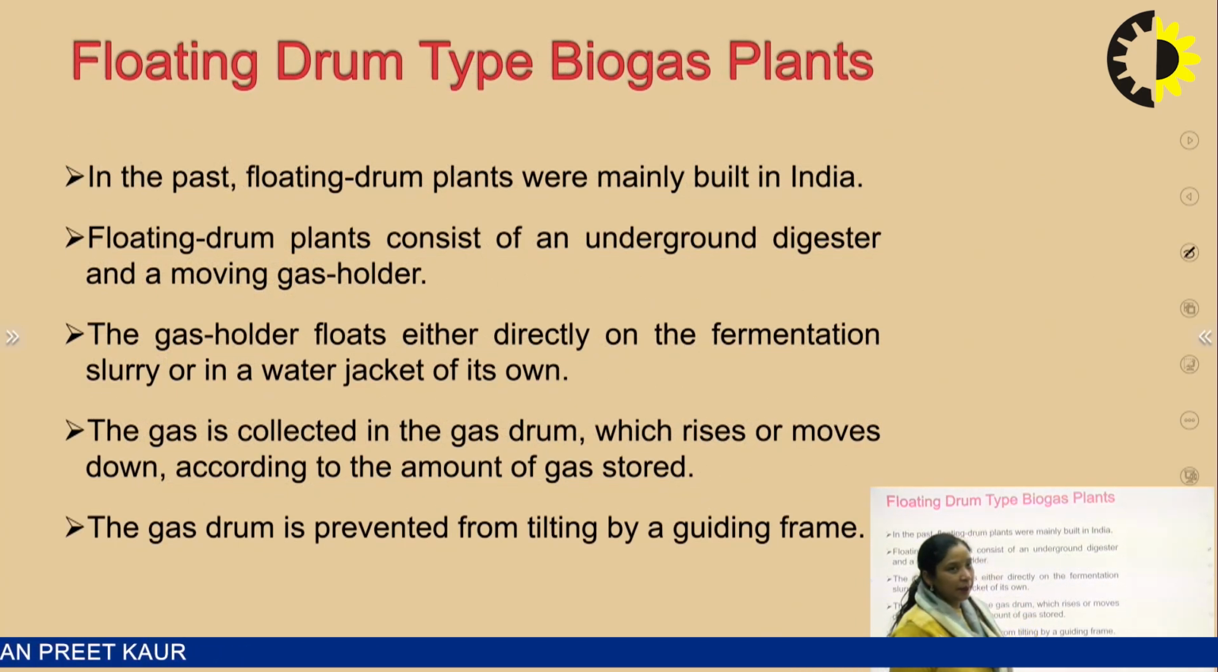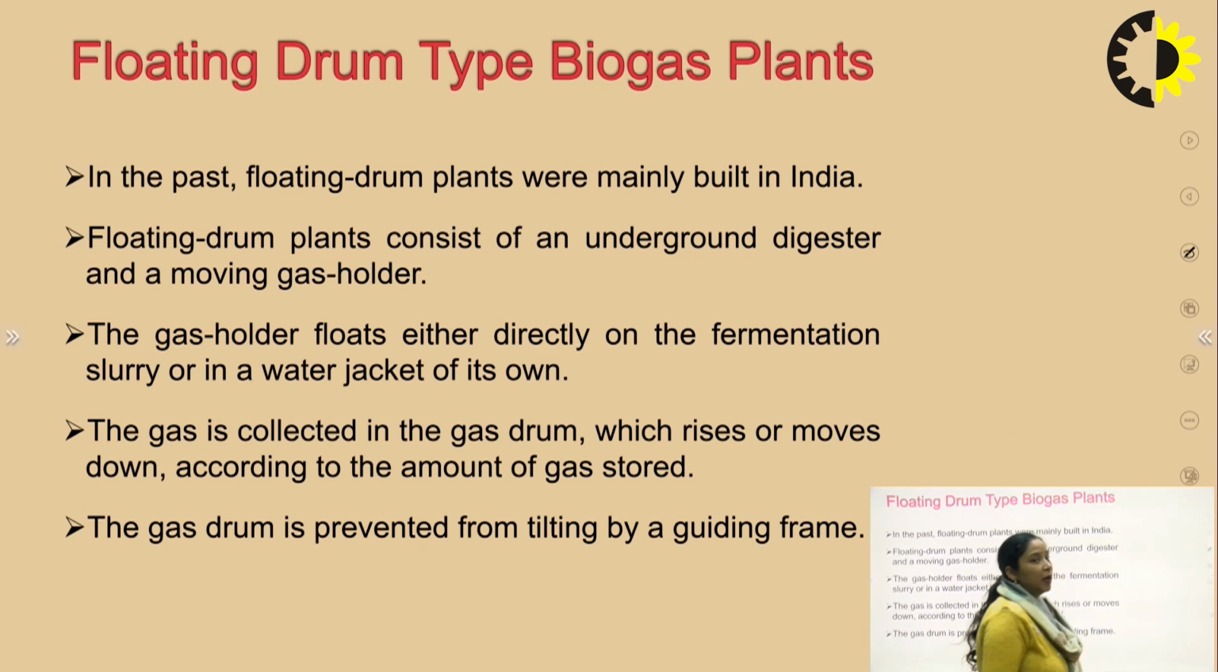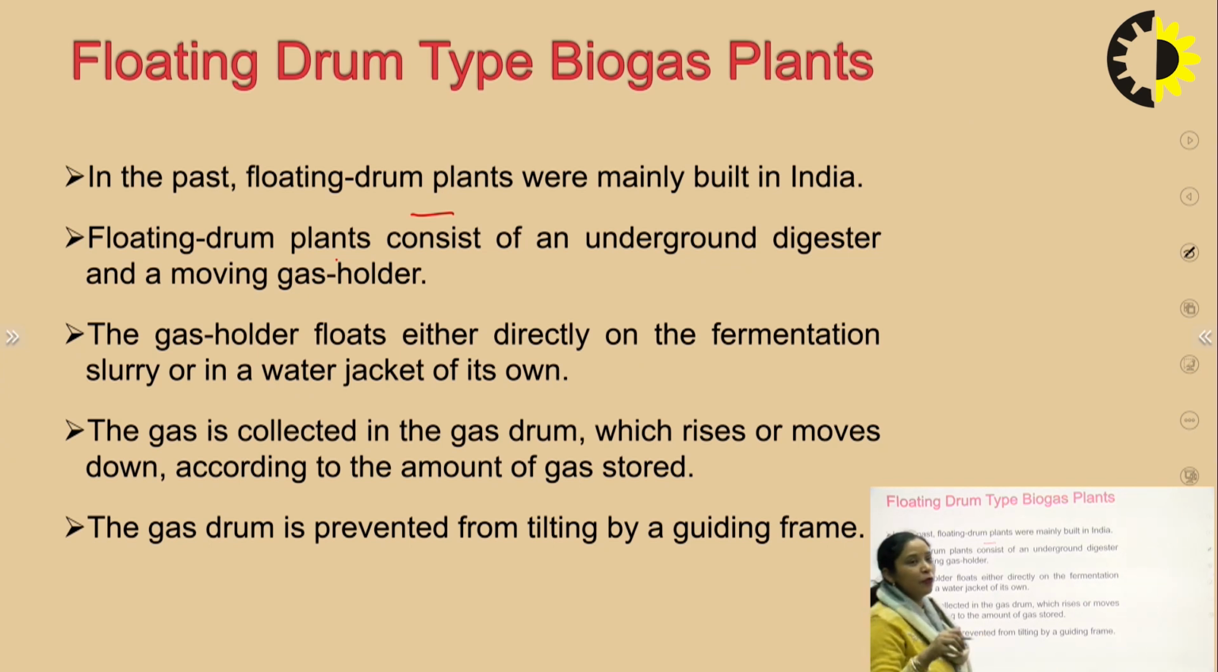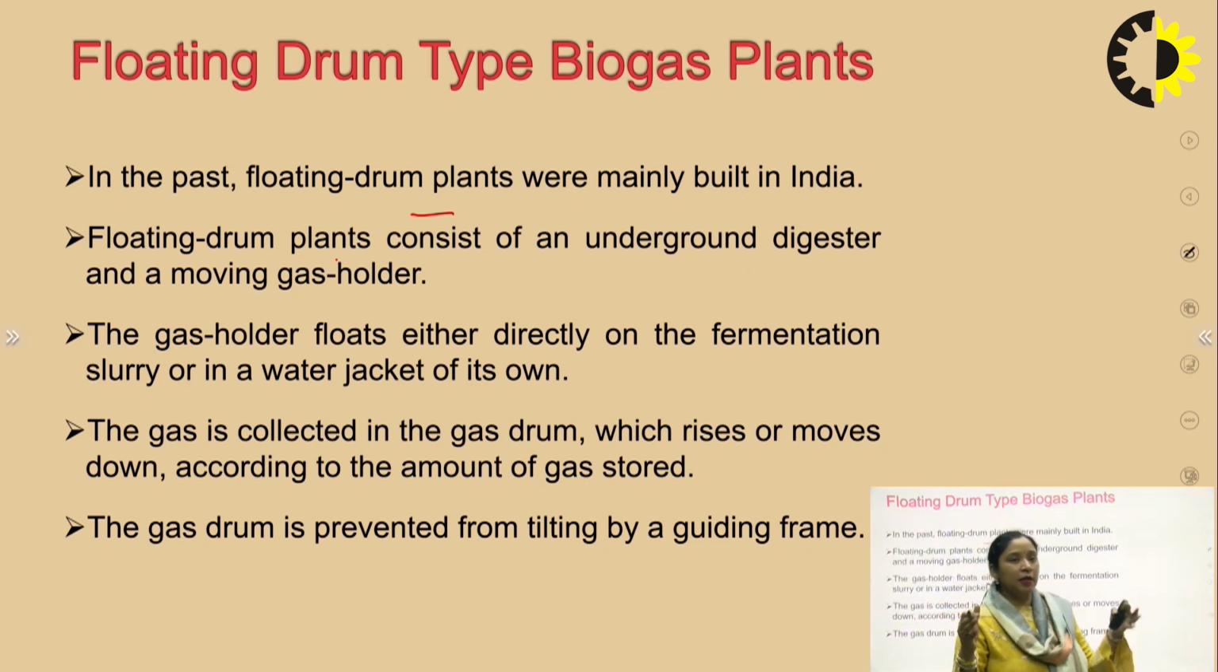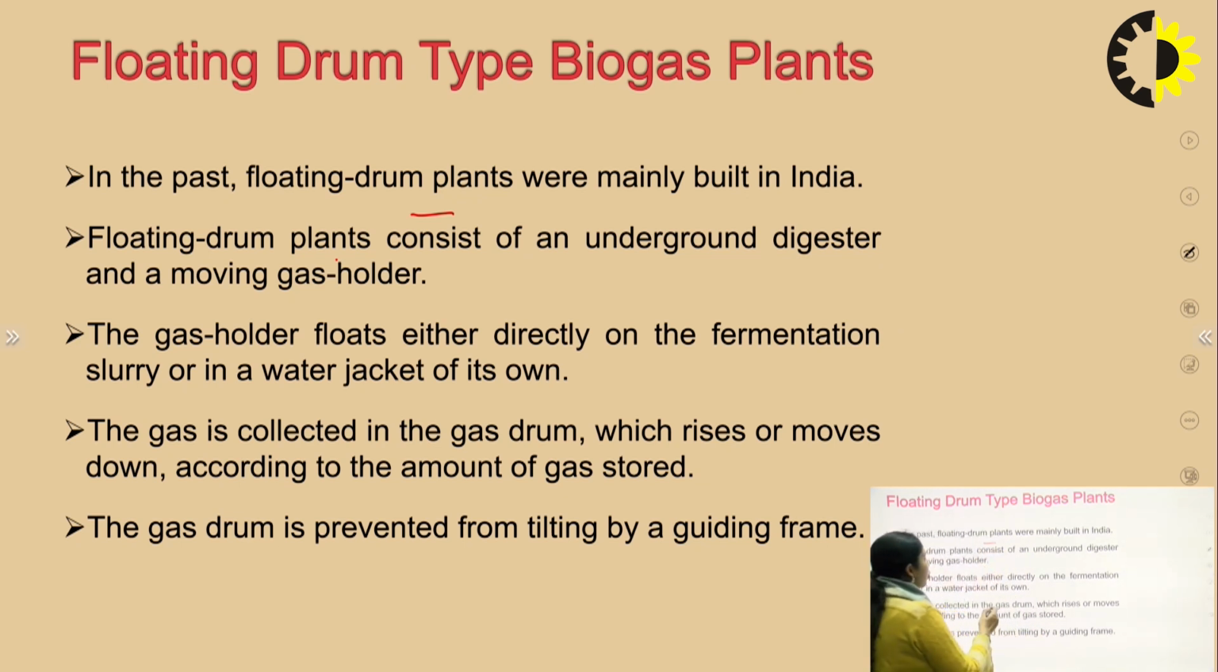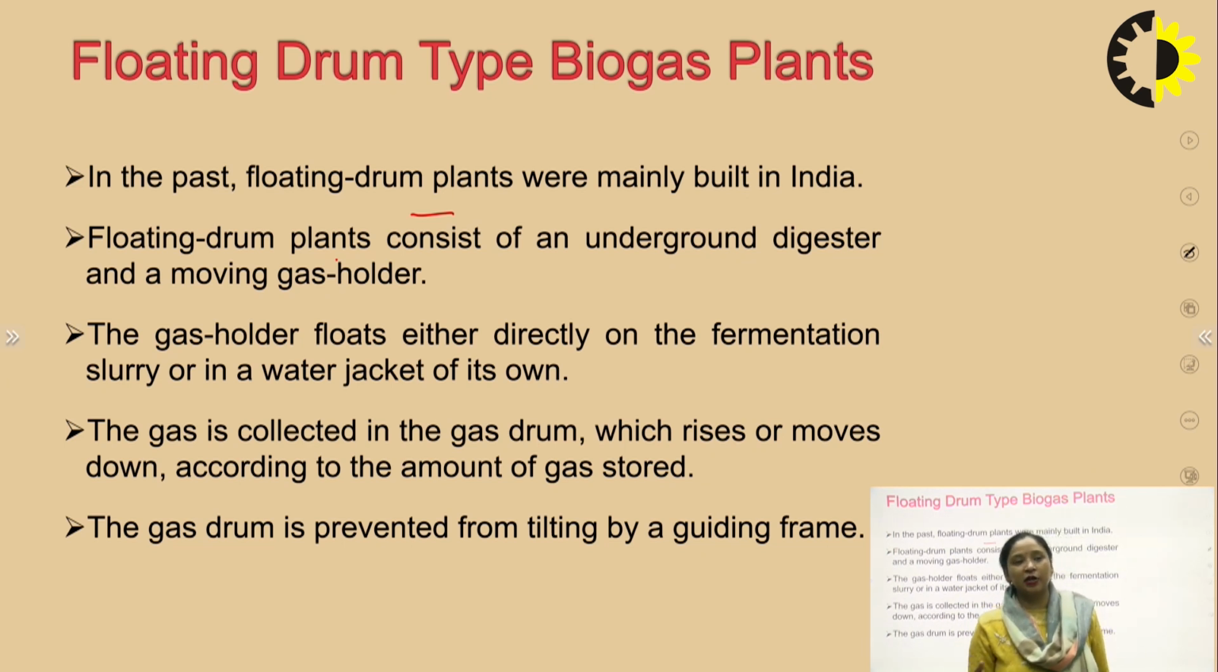In the floating type of biogas plant, which is mainly built in India, the floating drum plant consists of an underground digester and a moving gas holder. There is a pit in the surface of the earth which acts as a digester, and there is a moving gas holder over it which collects the gas created by the fermentation.